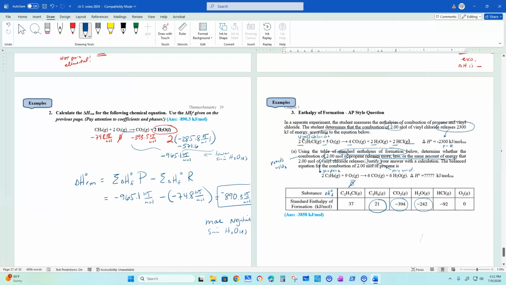If you do this right, you should get 3858, which means this reaction right here is even less energy than this one.